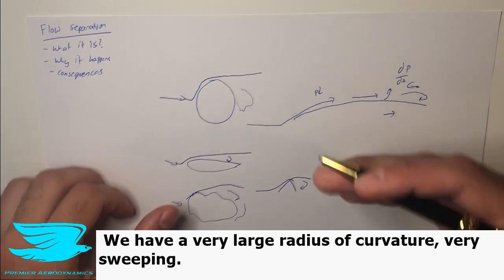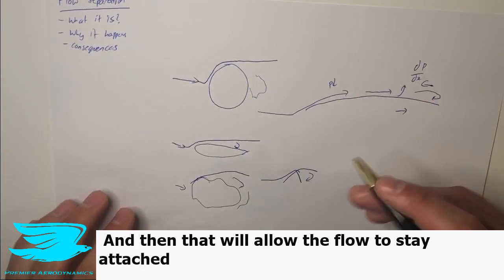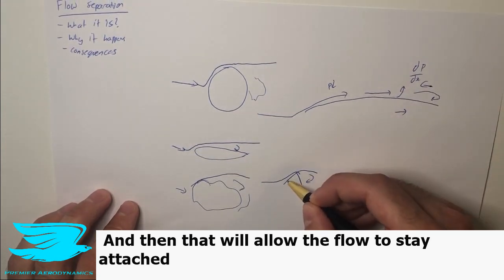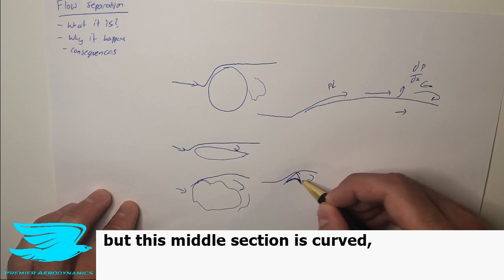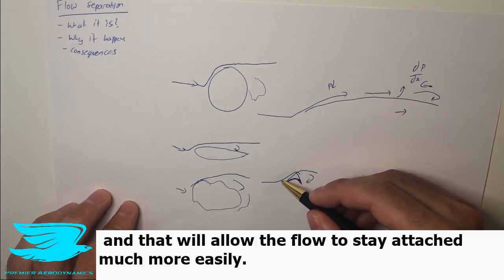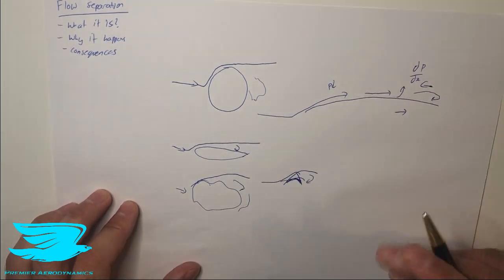We want to have a very large radius of curvature, very sweeping, and that will allow the flow to stay attached more. So if we curved it more like that, the start and end points are the same, but this middle section is curved, and that will allow the flow to stay attached much more easily.